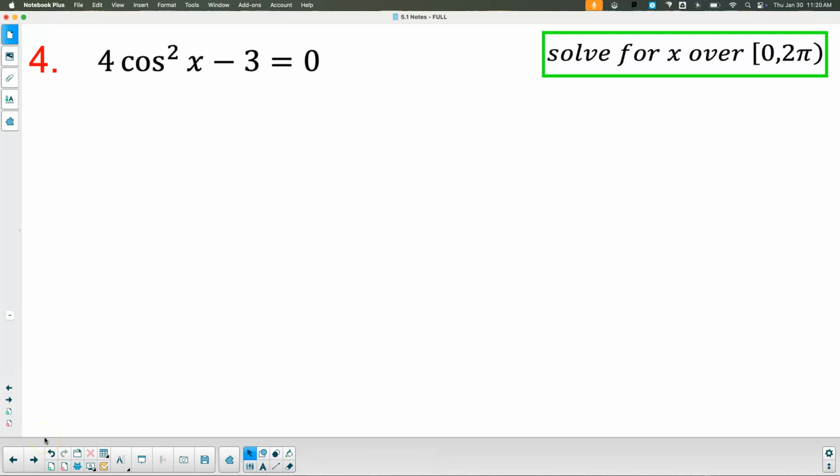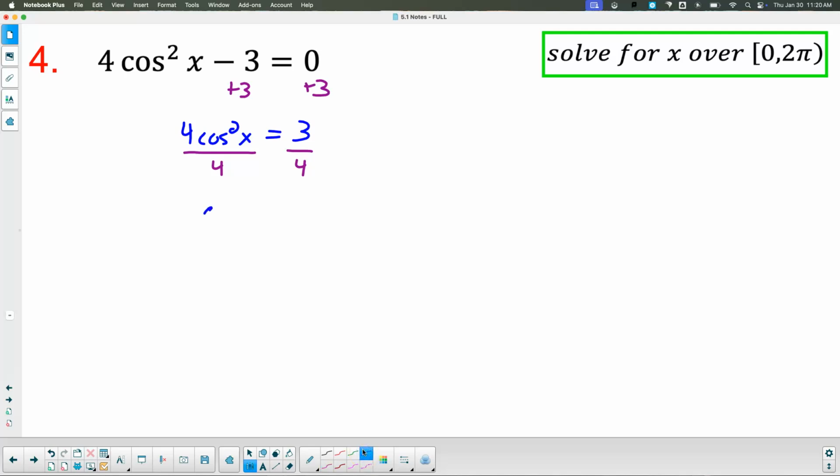Okay. What would you do first? Add 3. Add 3 to both sides. Love it. So then that gives me 4 cosine squared of x equals 3. What would you do next? Divide by 4. Love it. That gives me cosine squared of x equals 3/4.